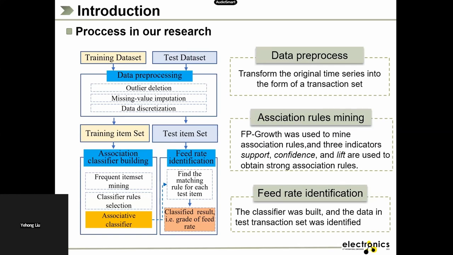After pre-processing, both the original training set and the test set are turned into the form of a transaction set to facilitate the mining of association rules in that set. And in the process of mining, in order to quickly obtain all association rules, we choose FP-growth. In addition, in order to reduce the number of mined rules, three indicators of support, confidence, and lift were used to filter the mined rules.